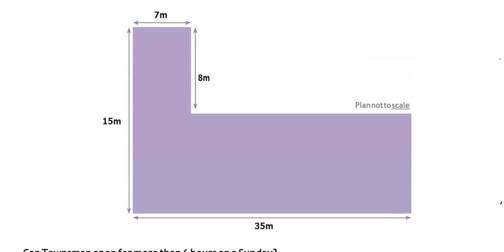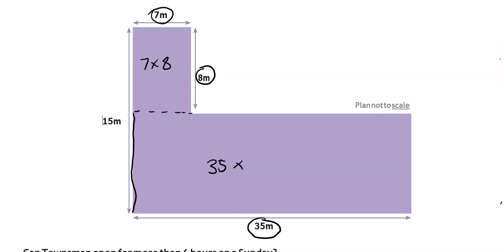It's a compound shape, so we're going to break it down into 2. I will break it down here, and we can work out the area of this rectangle at the top by multiplying 7 by 8. And then we get this other area, which is 35 times this length here. We're not given that though, and it's not 15, it's less than 15. We've got this whole length, which is 15, so we're going to take away this length here, which is equal to 8. So 15 take away 8 is going to give us 7.